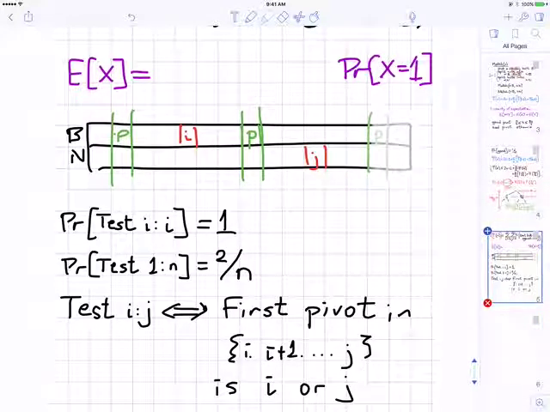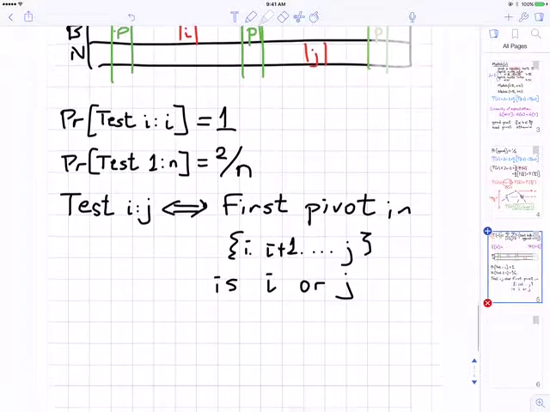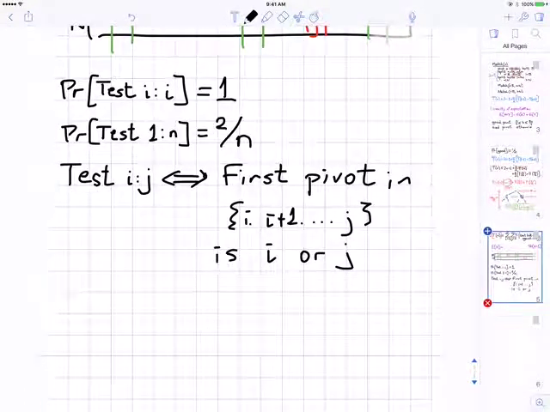If the first pivot I pick is in the middle, strictly between I and J, then I don't compare I and J. They went off to each other's subproblems. If the first pivot I pick is I, then I do the comparison. If the first pivot I pick is J, then I do the comparison. And so in each of those 5 cases, I have this equivalence. 2 of the cases by induction, 3 of the cases by direct case analysis. Okay?